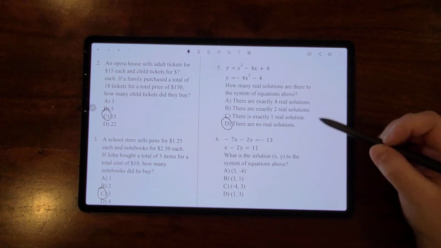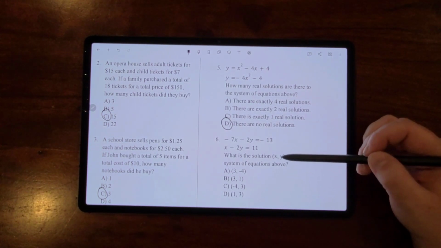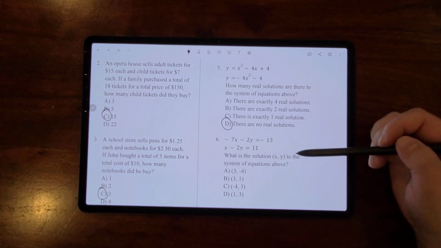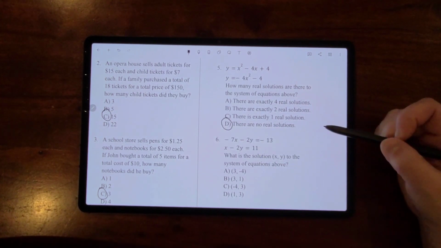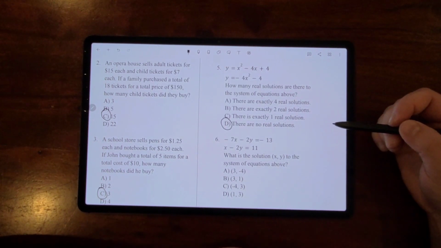Okay, so now let's try number 6. It's asking what is the solution, x, y, basically what's the x and y that works for both of these. So there's a couple things you can do.